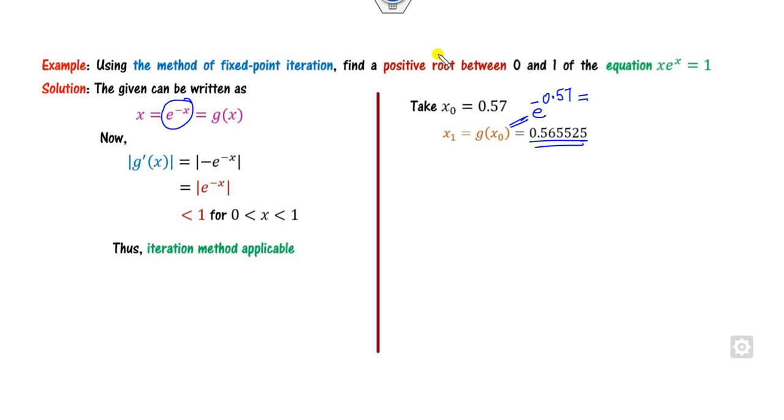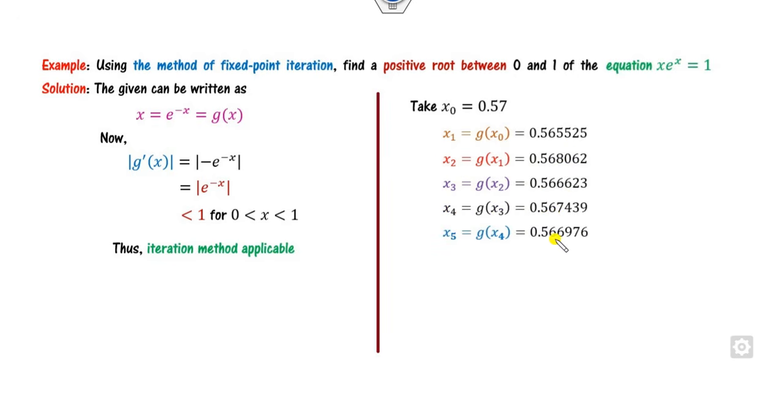How many decimal places? It is not given to you. So we can find up to 4 decimal places. We can find x2 and x3. Again the 4 decimal places are not matched. We can find the next two equations.